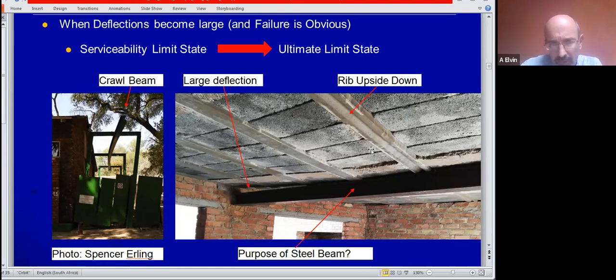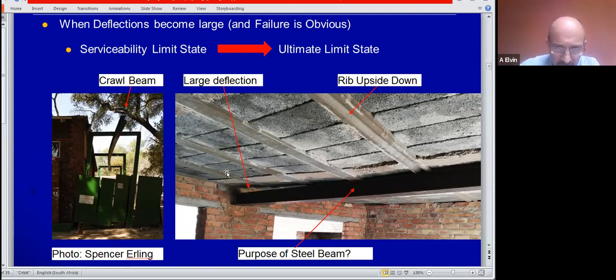Here's another example of large deflections. So this is the commonly used rib and block system for a suspended slab. Unfortunately, they installed this rib upside down. So this would constitute a failure in and of itself.